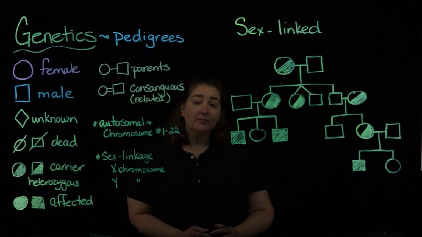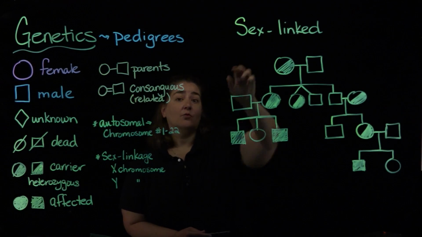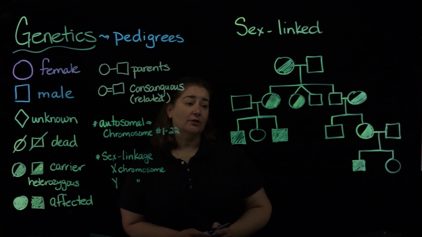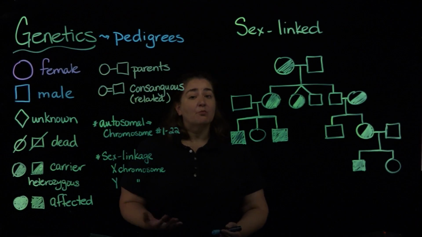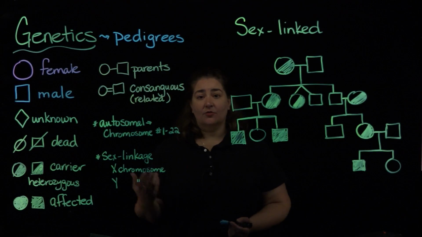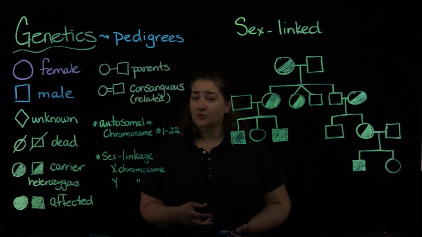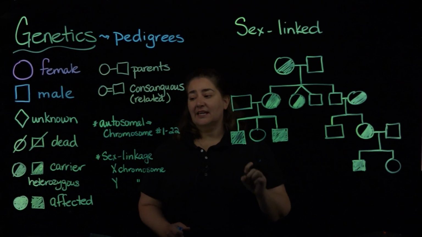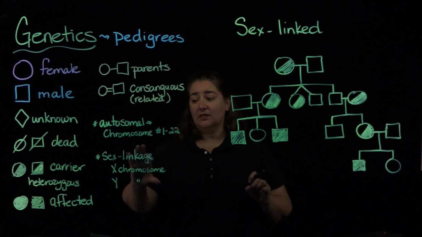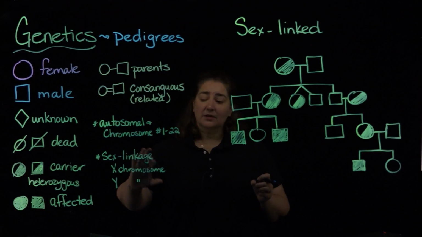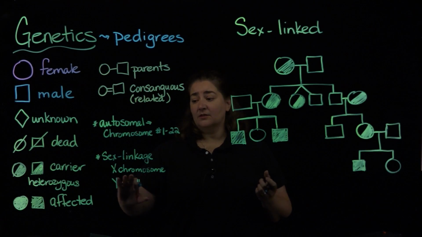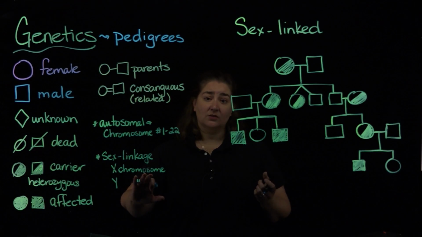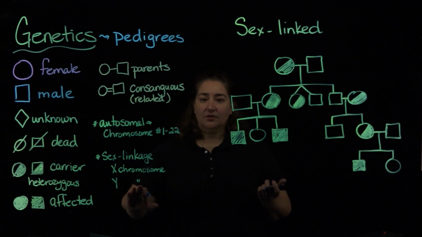Hello, and welcome back. We're next going to talk about what a sex-linked pedigree is going to look like. Most sex-linked traits are going to travel as recessive traits. And when we're talking about sex-linked traits, typically, the example I'm going to give is something that travels on the X chromosome. You can also have things on the Y.